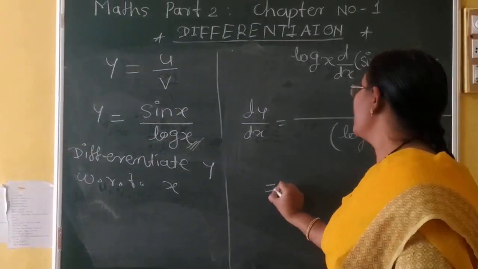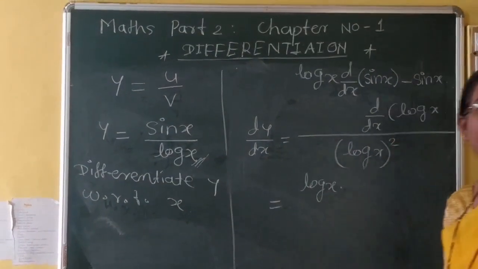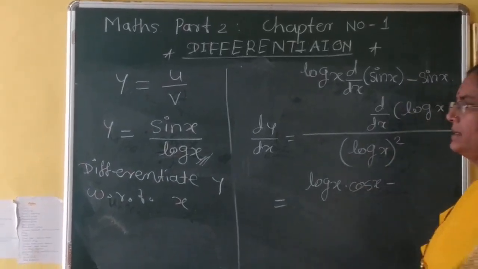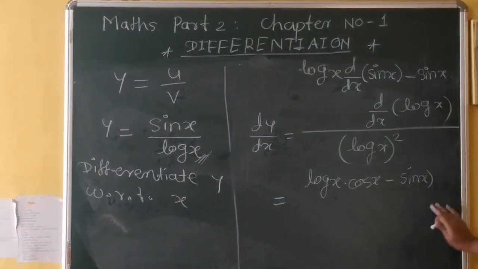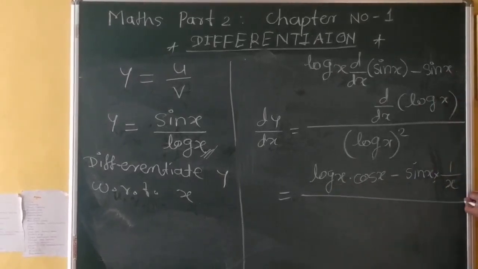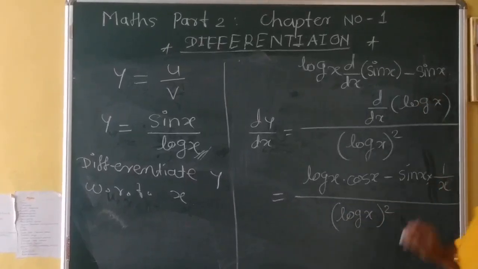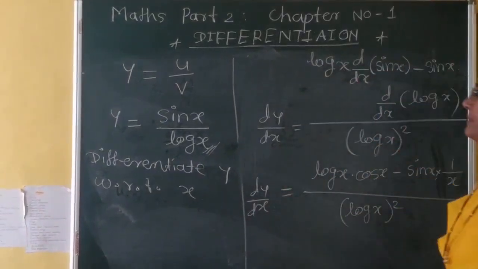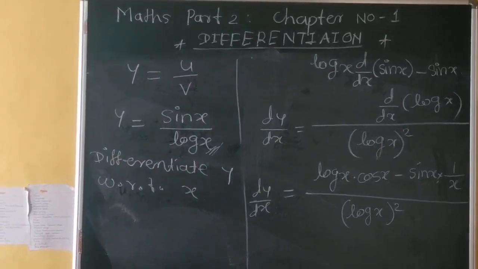Taking the derivatives of these functions: keep the denominator log of x as it is and take the derivative of sin x, which is cos x, minus keep sin x as it is and take the derivative of log of x, that is 1 upon x, divided by log of x bracket square. This is the derivative of the quotient. Go through this example and write it down.